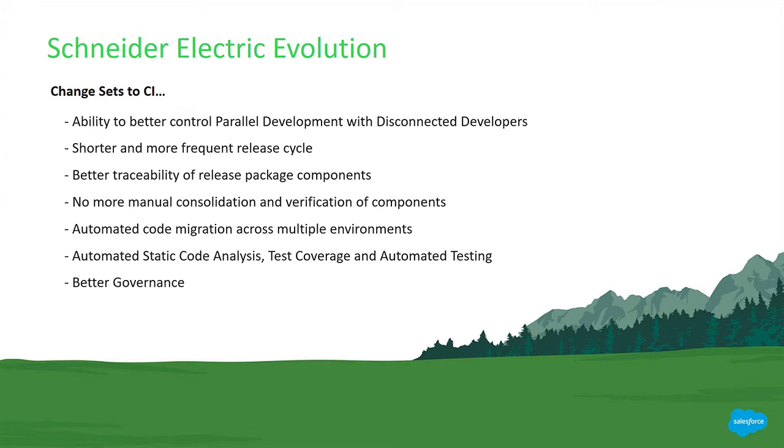What was happening earlier was that when we started off, we were using change sets and some bit of Ant migration. The developers would just do their development as and how they wanted. At the time of going to UAT, it used to become a mad scramble to collate all your components and make sure that you have everything in place.